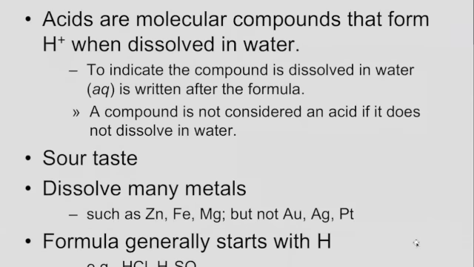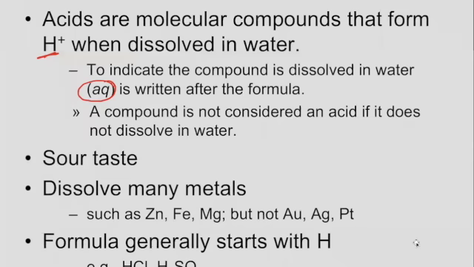Acids, as I mentioned, are going to be aqueous. So you're going to write the letters AQ next to the chemical formula, indicating that it's an acid. The chemical formula is going to start with the atom H, hydrogen. Acids have a sour taste. They dissolve many metals such as zinc, iron, and magnesium, but they do not dissolve silver, gold, or platinum, which is a good thing. You don't want your chain to be dissolving while you're wearing it.